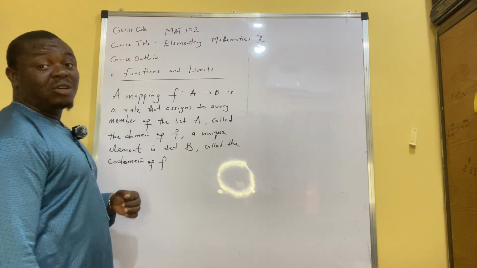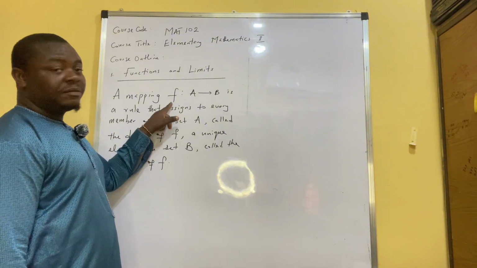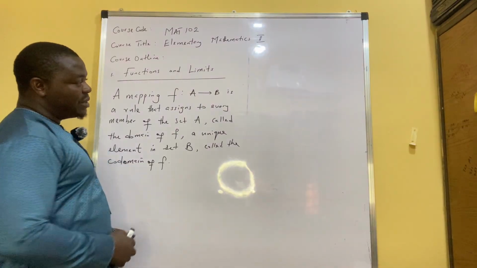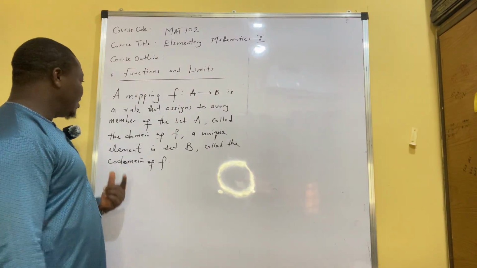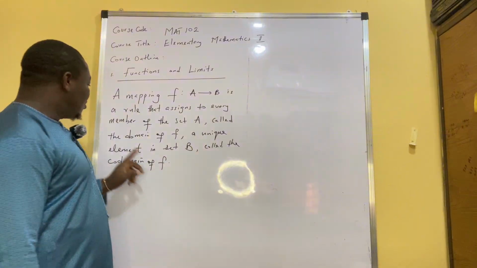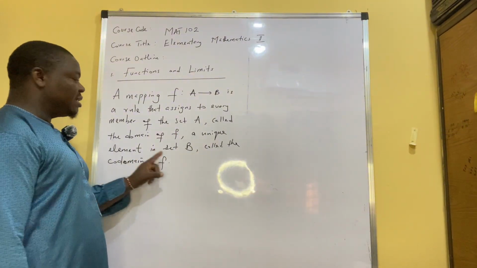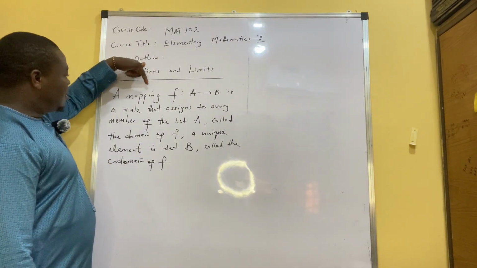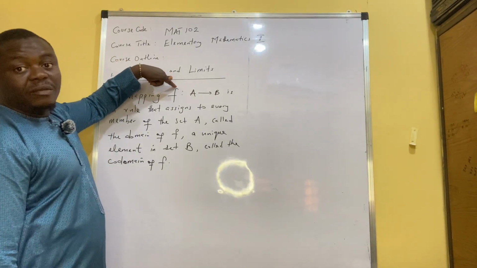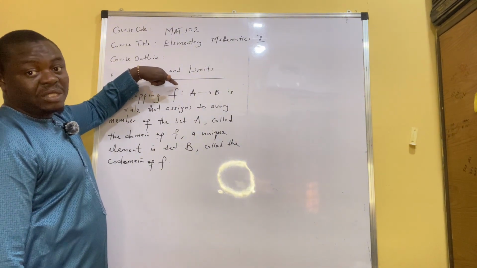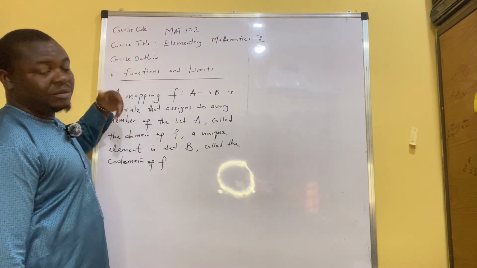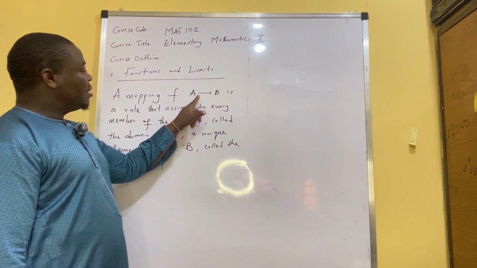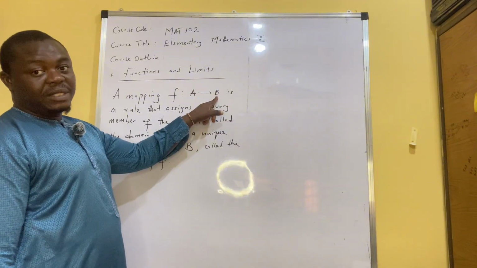So we commence with the definition of a mapping. A mapping F from a set A into a set B is a rule that assigns to every member of the set A, called the domain of F, a unique element in set B, called the codomain of F. Okay, so what mapping refers to is this name F here. F is just a symbol representing the mapping, representing the rule. Okay, and what does it do? It assigns to every member of the set A a unique member here in set B.